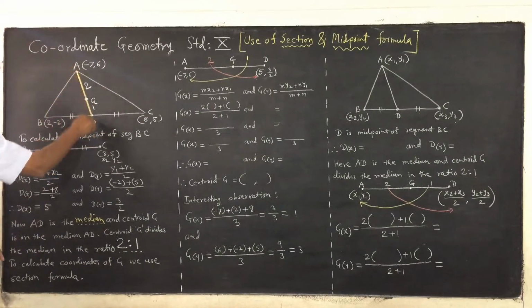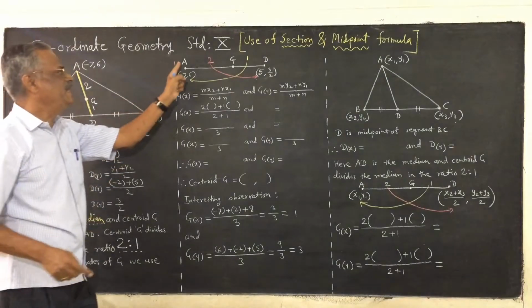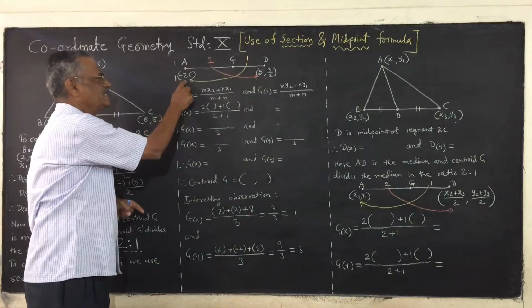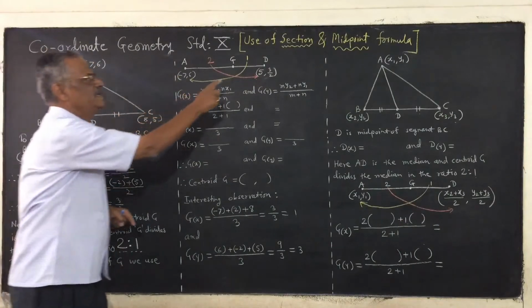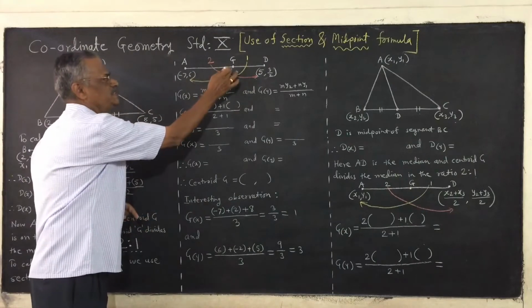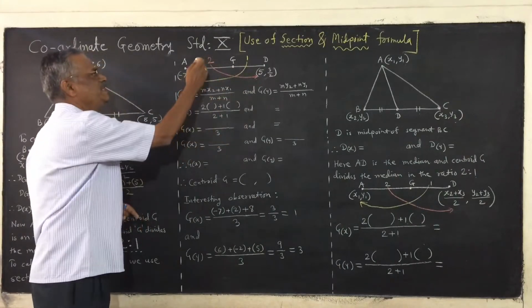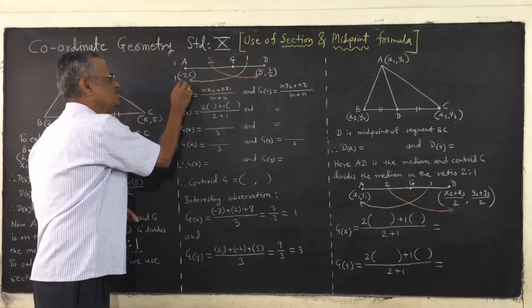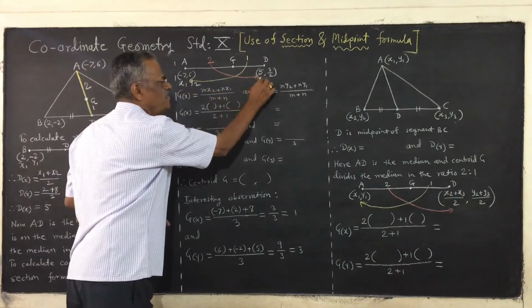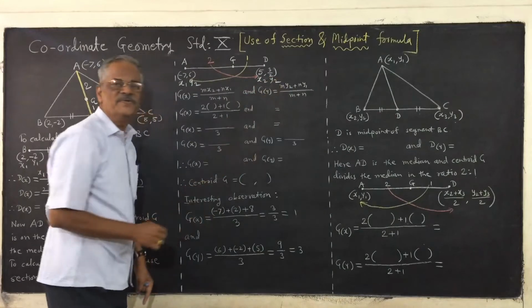Let us consider segment AD. AD is the segment there. Coordinates of A are already given. Coordinates of D are calculated there. So G divides the segment in the ratio 2:1. So this is your x1, y1, and this is your second point, so it will be x2, y2.